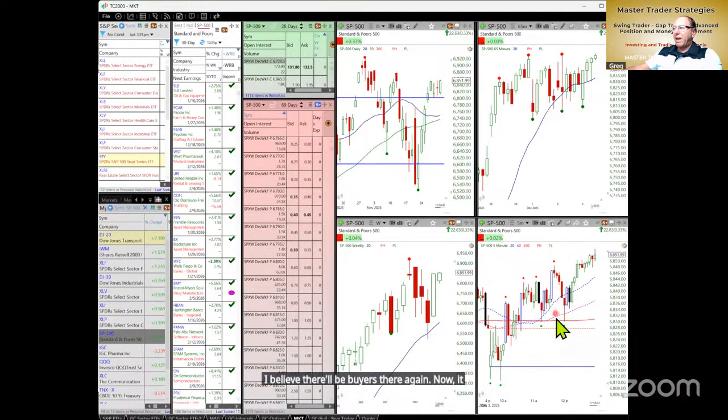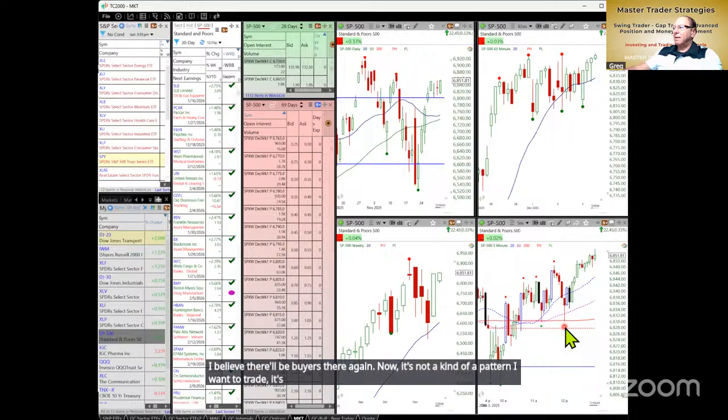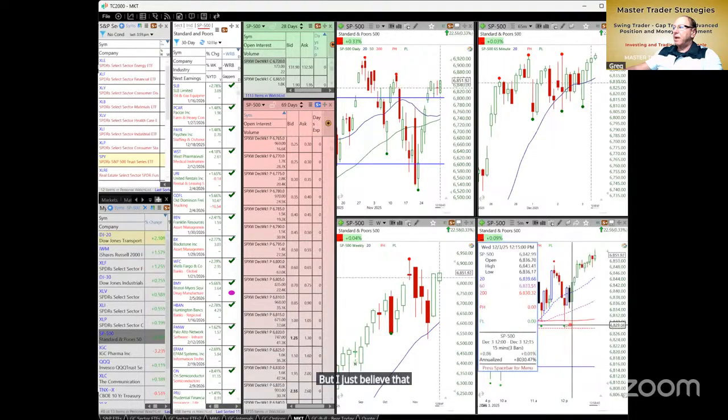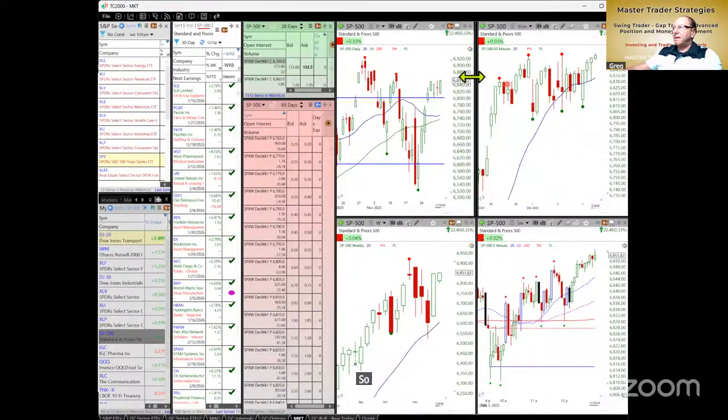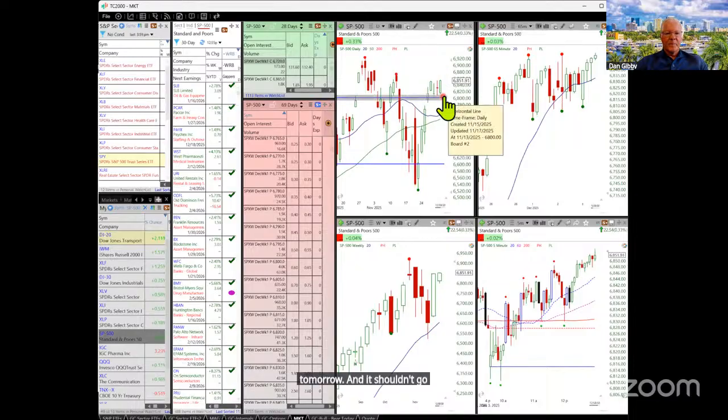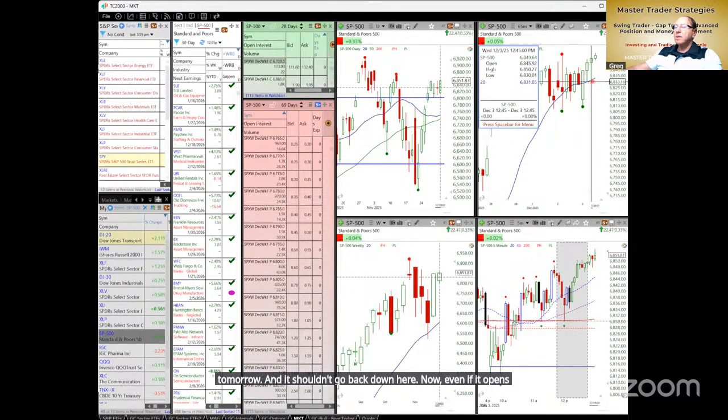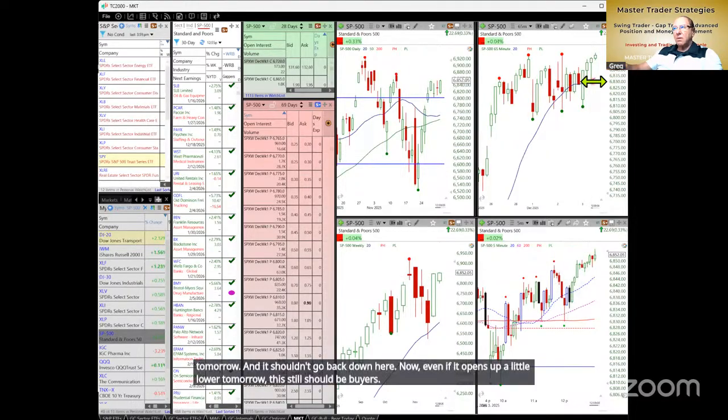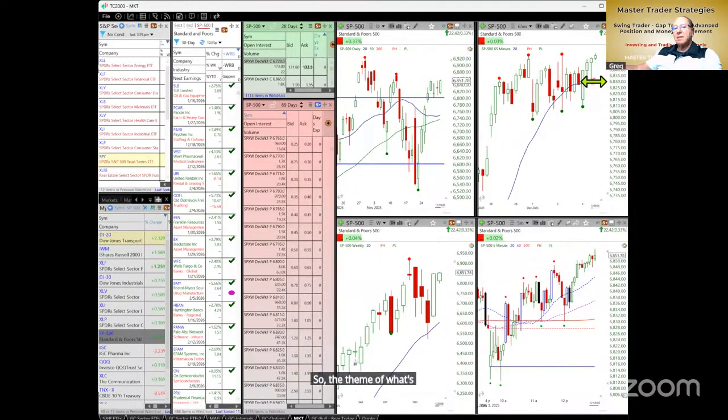It created support. I believe there'll be buyers there again. Now, it's not a kind of pattern I want to trade. It's too erratic, but I just believe that it's building a support area. So as it does that, and I look at the daily chart, it leads me to think that if it closes like this at 4 o'clock, it's going to go up tomorrow. And it shouldn't go back down here. Even if it opens up a little lower tomorrow, there still should be buyers. So the theme of what's been occurring over the last couple of days should continue unless something really shocks traders, which could be news, but that's the unknown.